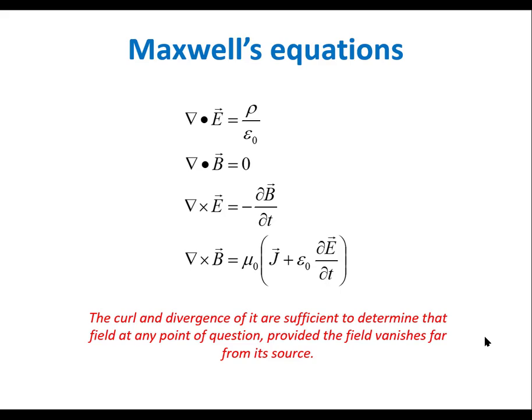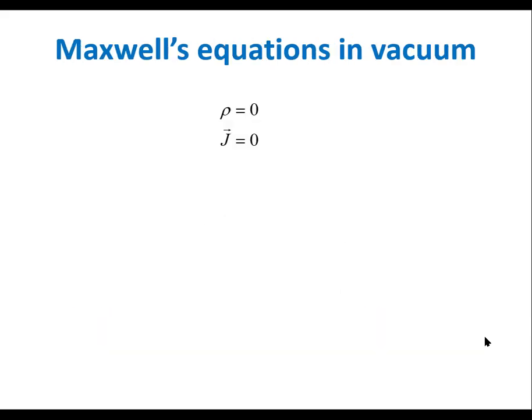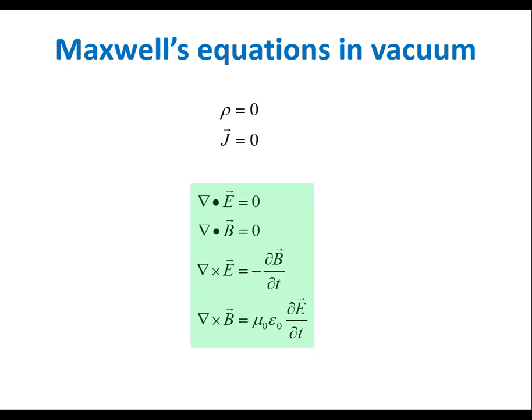We already know that, provided the field vanishes far from its source, the curl and divergence of it are sufficient to determine that field at any point in question. Let us find how. Let us find the solutions of Maxwell's equations in free space, or in the vacuum. Free space is defined by zero current density and zero charge density. Applying these definitions, Maxwell's equations take this form in free space.